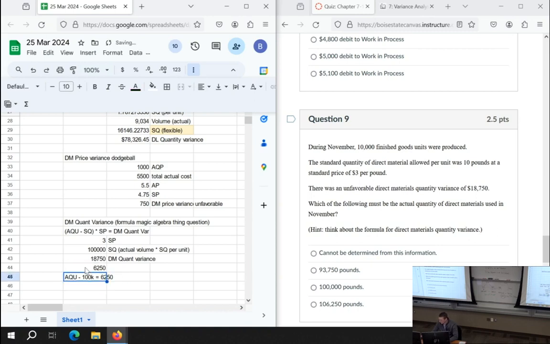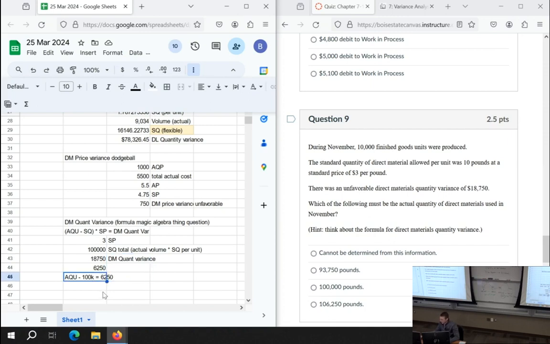that. It's this 100,000, which is the 10,000 finished goods units times the 10 direct materials units allowed per finished goods unit. So we've got our standard quantity per unit, that's the 10, and the standard quantity total. When I have SQ up here in all these equations, it's SQ total. But that SQ total is built off of the expectation of how many per-unit SQs there are. What's the standard quantity per unit?